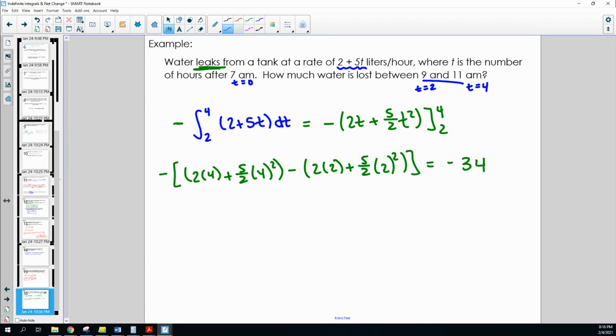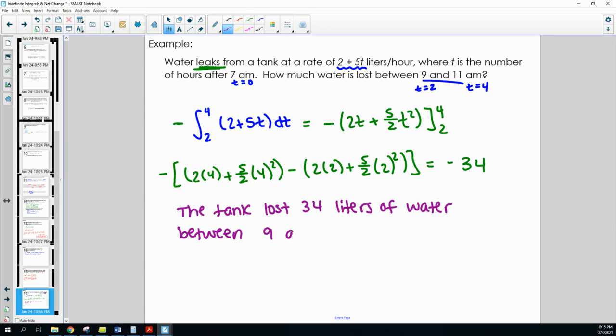All right, and it's okay, it's a negative because that's how much it's losing. So that means that the tank lost 34 liters of water, right? That's the net change. It's a negative 34. And then it's between 9 and 11 a.m.